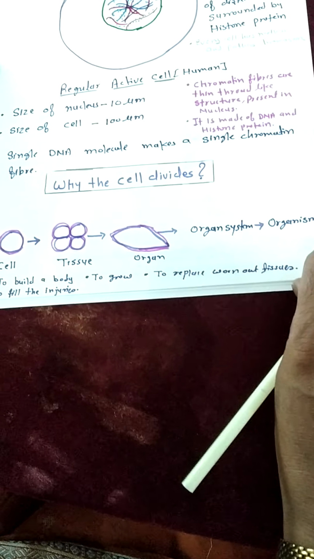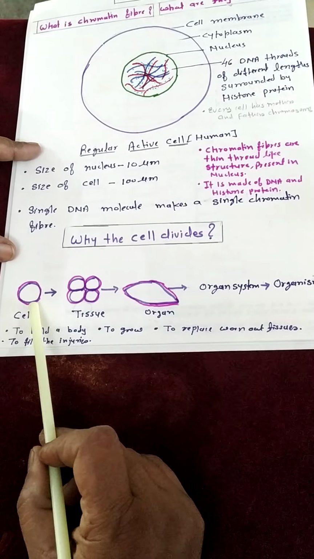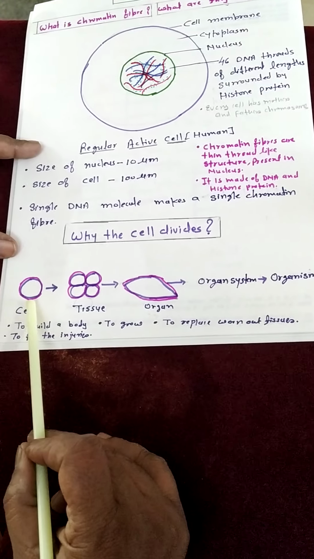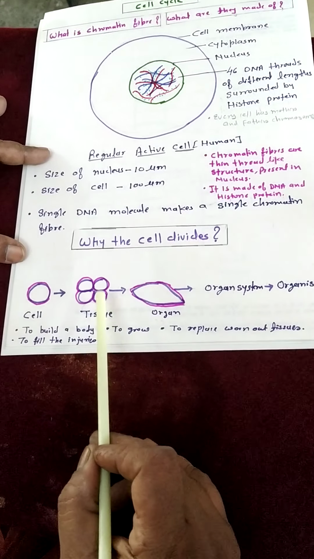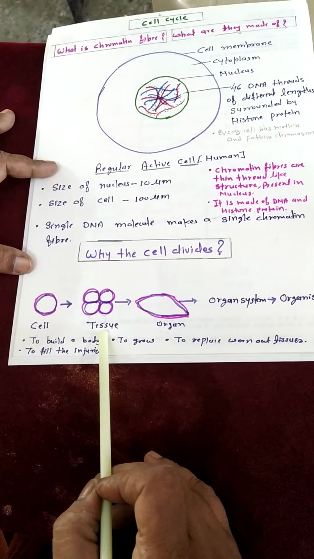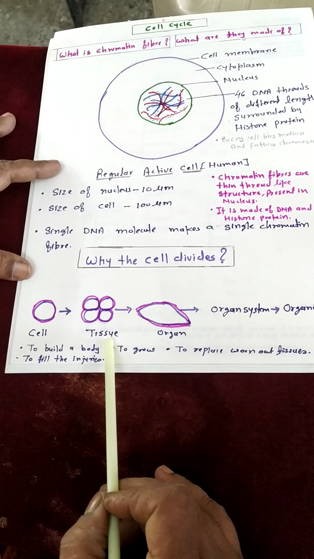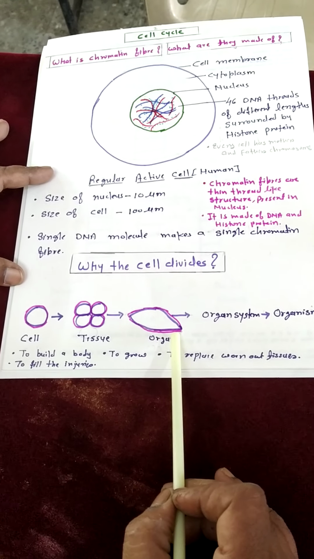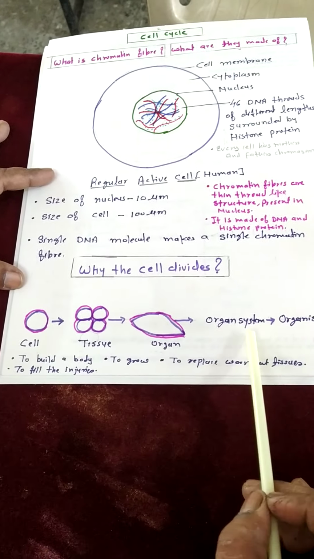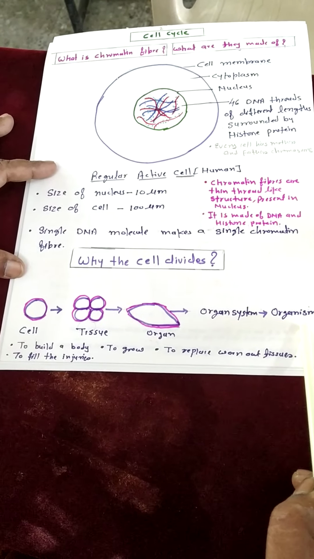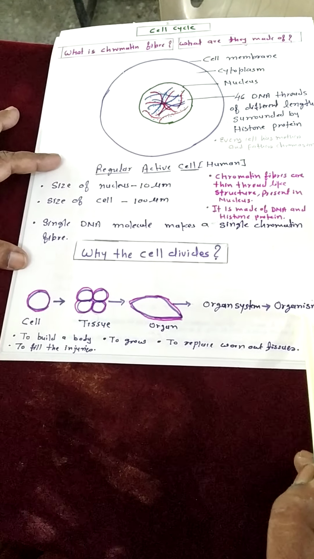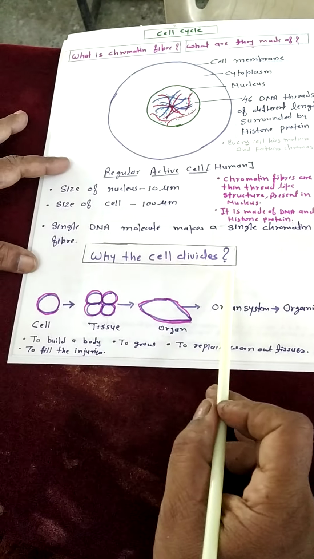So what is the answer for this question? Why is the cell divided? Because when a cell divides, it produces many cells, and many cells are called tissues. From these tissues, an organ is produced. From many organs, an organ system is produced, and the organ system makes an organism. So to build the body of an organism, the cell is divided.